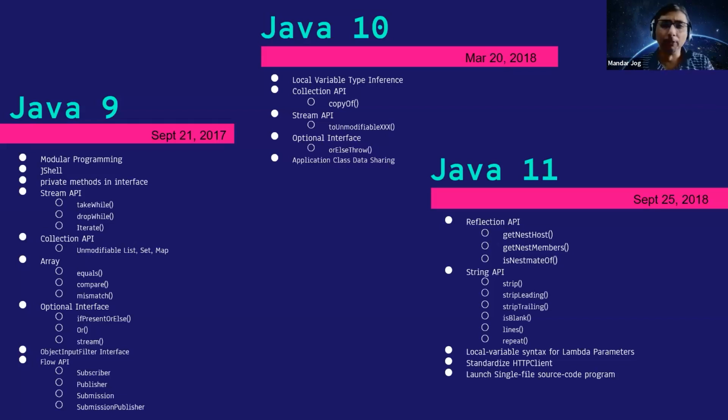And in the Flow API, if someone of you is good in Flow API, then you will see that there are 4 different classes which were launched: Subscriber, Publisher, Subscription, and SubmissionPublisher. This is about Java 9.